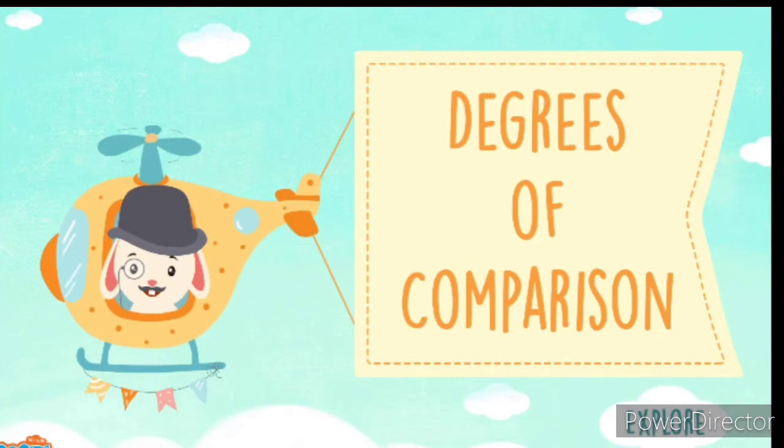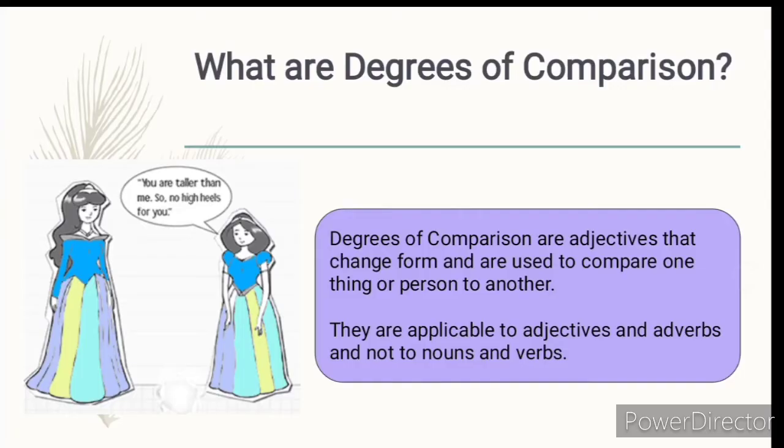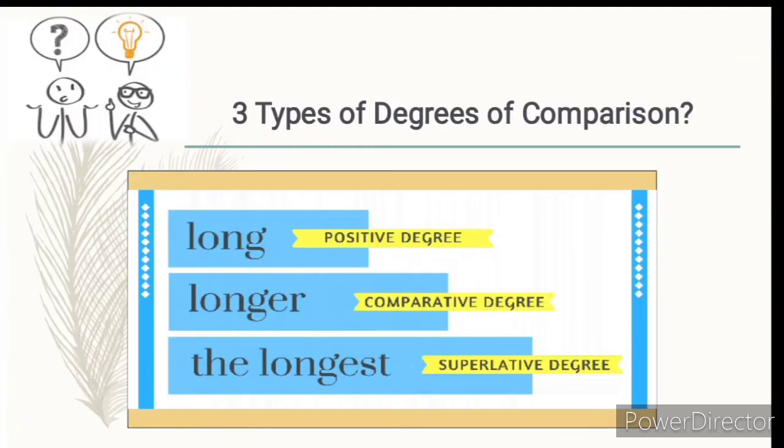So now, students, I will explain to you about degrees of comparison. What are degrees of comparison? Degrees of comparison are adjectives that change form and are used to compare one thing or person to another. They are applicable to adjectives and adverbs and not to nouns and verbs. There are three types of degrees of comparison. They are positive degree, comparative degree, and superlative degree.